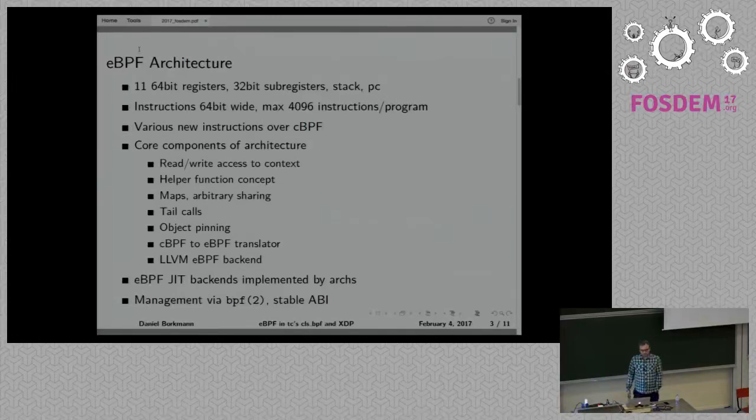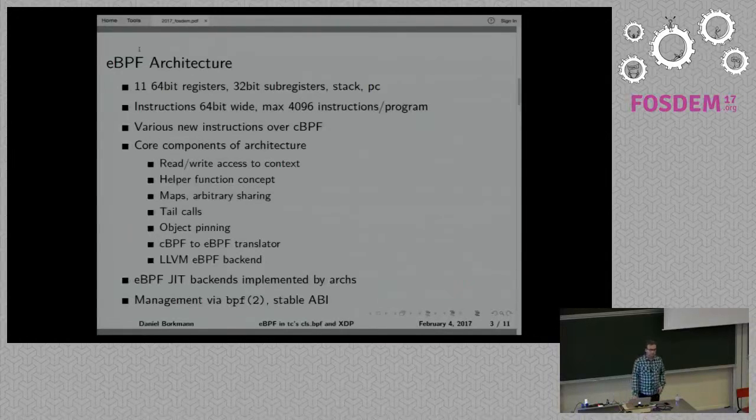Then in the kernel, there's a cBPF to eBPF translator, which means that whenever you load your classic tcpdump filter in the kernel, that gets transparently translated to eBPF and only runs on eBPF. And the nice thing about eBPF is that from the user space side, LLVM has an eBPF backend, which means that you can write a C-like program, and LLVM translates that into an object file, which has eBPF instructions that can then be loaded into the kernel.